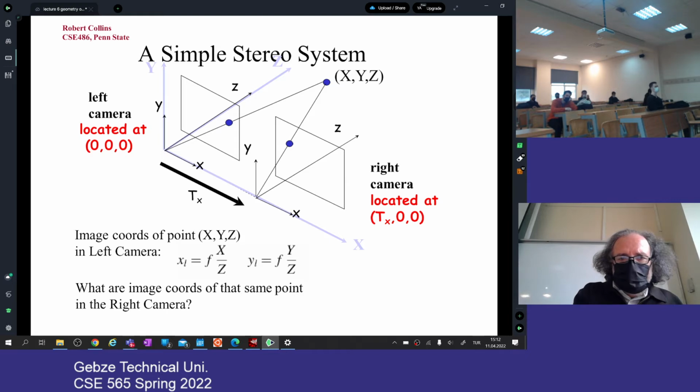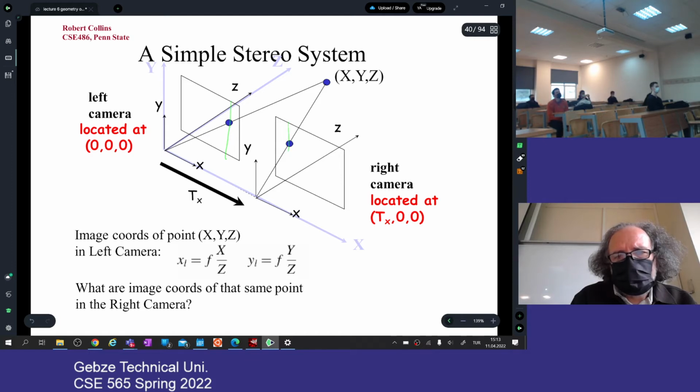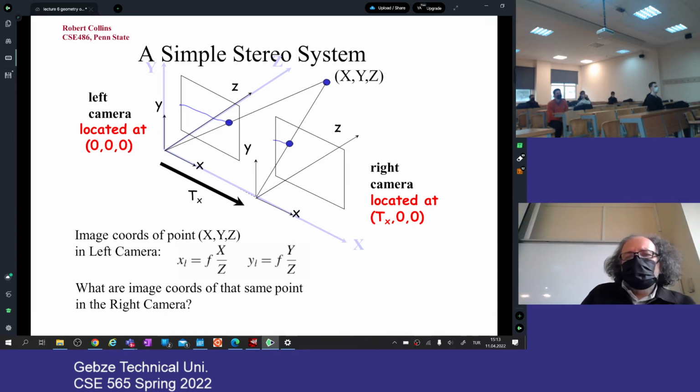So if I calculate the xl and yl for the left image, I get f times x over z, f times y over z. I will not talk much about this y because the y positions of these 2 points are the same. Their x positions change. See, this is the x position of the left image and this is the x position of the right image. I couldn't draw it right, but this x distance on this image and x distance on this image are very, very different. By looking at those x distances, we are going to make this depth estimation.